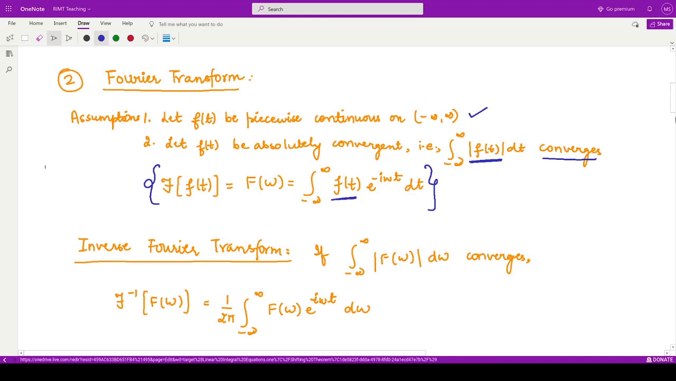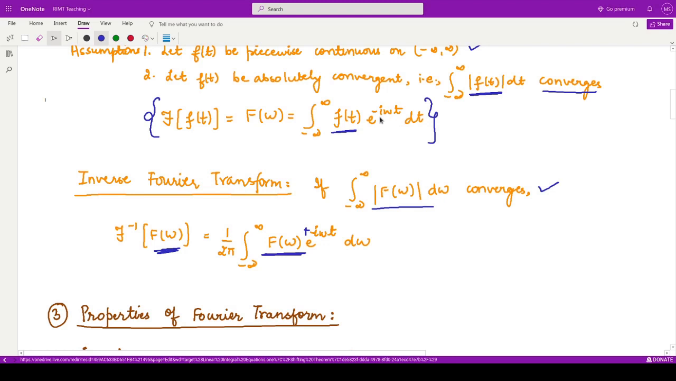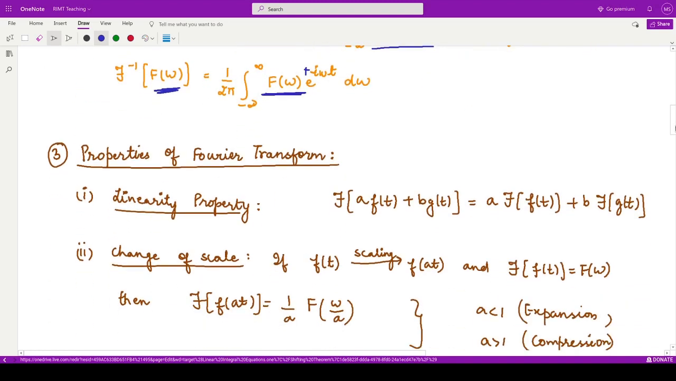Next, what is the inverse Fourier transform? For the inverse Fourier transform, we should have the assumption that the integration from minus infinity to infinity of the absolute value of F of omega d omega converges. If this happens, the Fourier inverse of F of omega is equal to 1 by 2 pi integration from minus infinity to infinity of that function multiplied by e to the power plus iota omega t d omega. In the forward Fourier transform we had minus iota omega t, and here we have plus iota omega t.